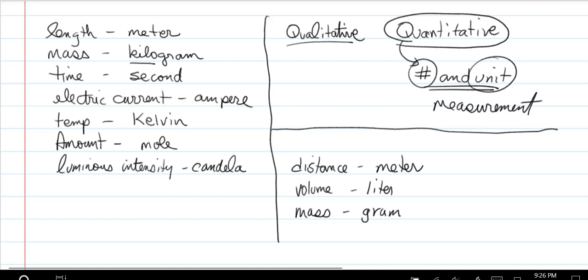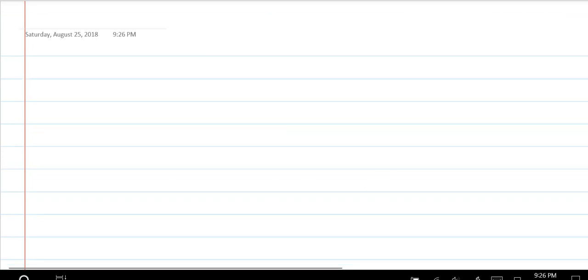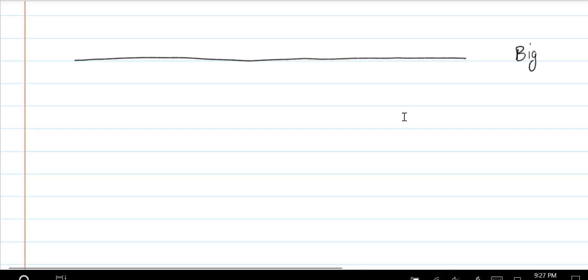Okay, so let me put a new page on this and scroll it up a little bit here so that we can look at some of the prefixes we use and the easiest way that I can think of converting between them. Okay, so I'm going to draw just a straight line. It's not incredibly straight, but it's about as good as it's going to get. On this side, I'm going to make this my big side. On this side, it's my small side.